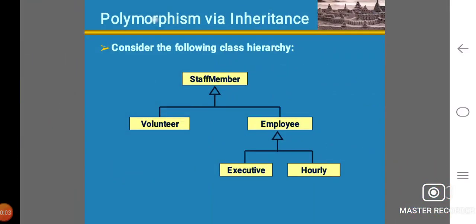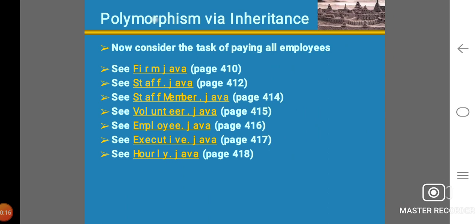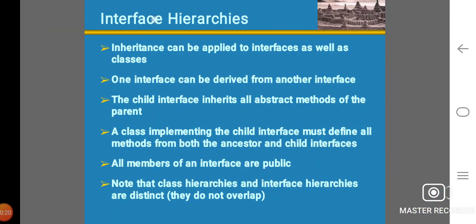Polymorphism via inheritance. Consider the following class hierarchy: staff member, volunteer, as well as employee. In employee, there are two kinds of categories: executive and hourly. Polymorphism via inheritance. Now consider the task of paying all employees.